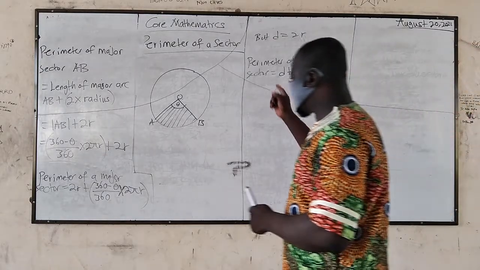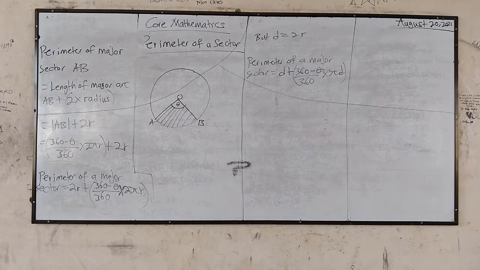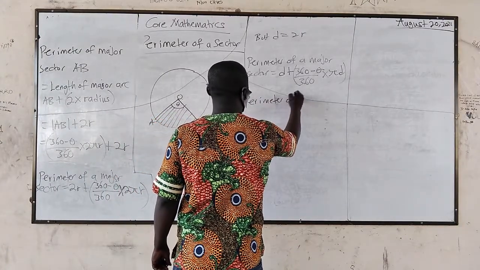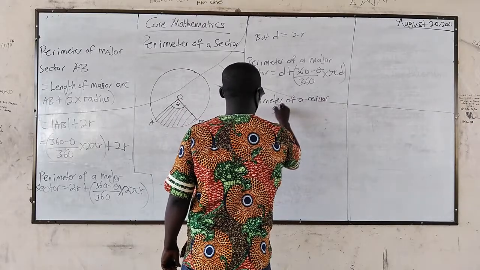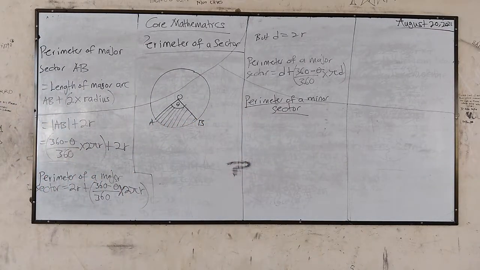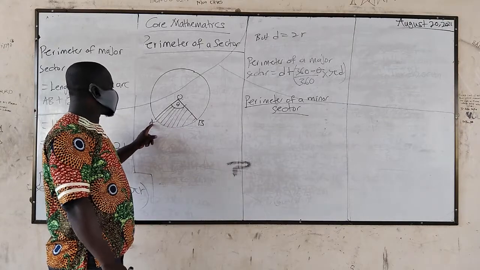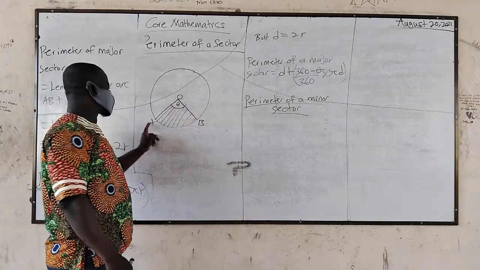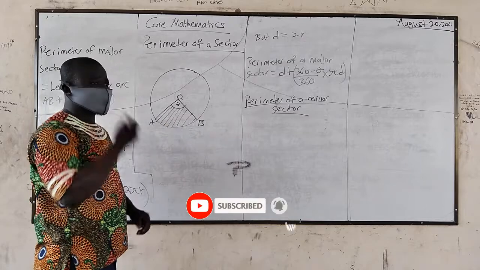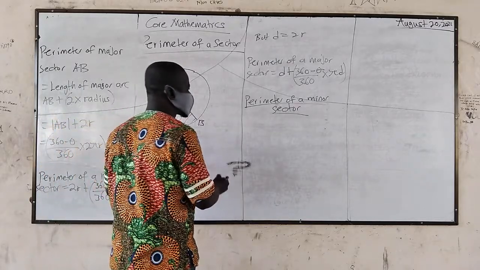Now, let's focus on the minor sector. The perimeter of a minor sector. As you can see here, this region bounded by line OA and line OB, then of course the arc AB is a minor sector, right? So how do I find the perimeter of this? Similarly.